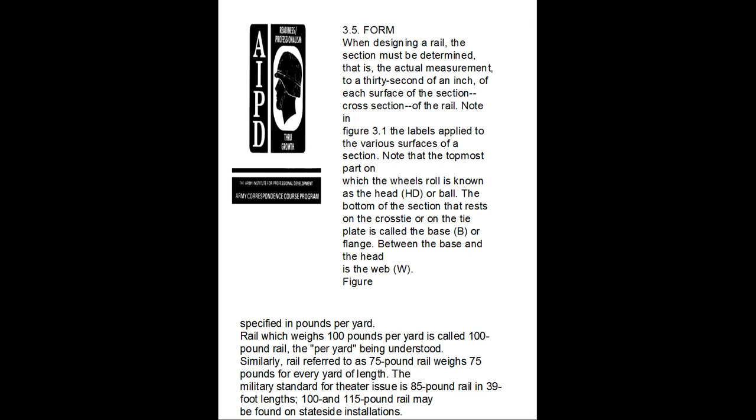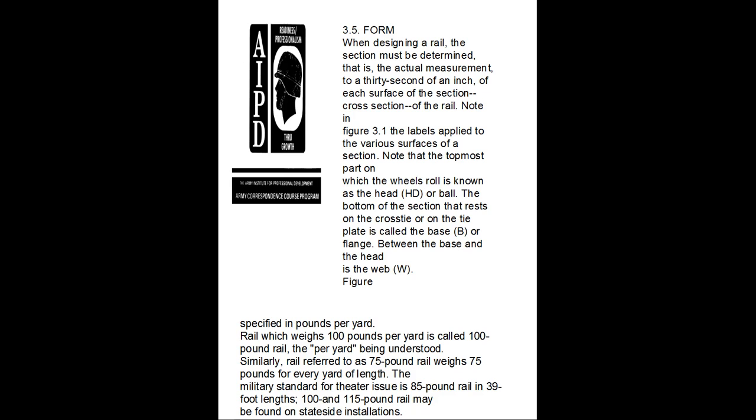3-5. When the design of a rail section is determined, the actual measurement is in 32nds of an inch of each surface of the section and the cross section of a rail. Note in Figure 3-1 the labels applied to the various surfaces of the rail section. The topmost part, on which the wheels roll, is known as the head or the ball. The bottom of the section, which rests on the cross tie on the tie plate, is called the base, or the flange, and between the base and the head is the web.